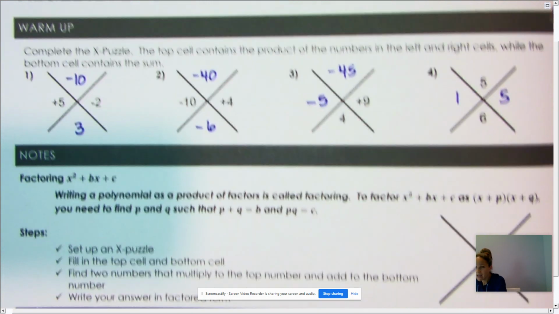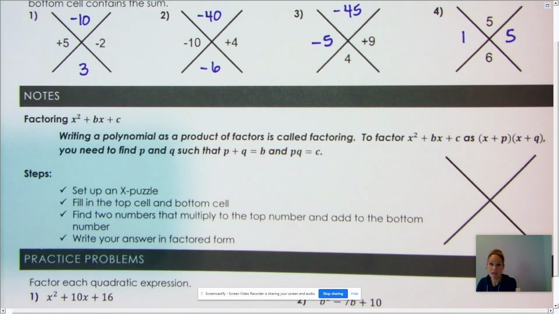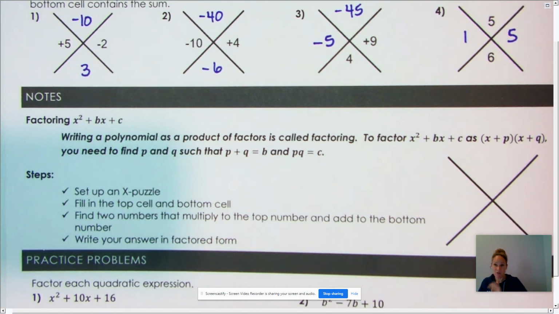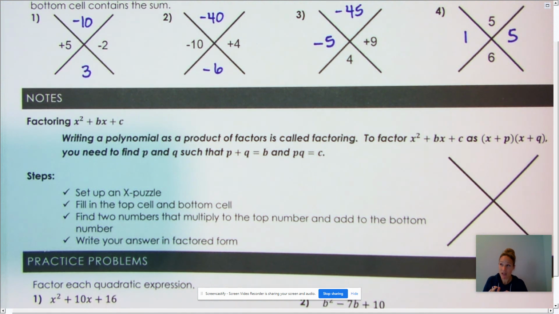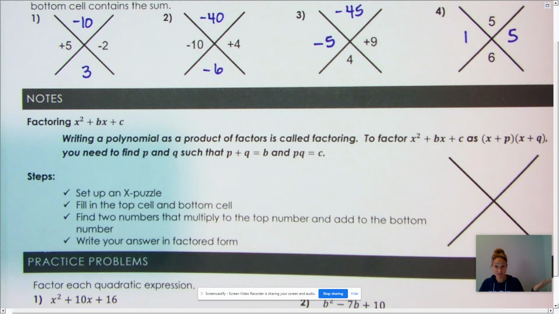So I'm going to help you guys out with this. One method is using an X puzzle. I'm going to show you a little bit different method, so I know different students learn different ways. This is just a different way to look at it. If it confuses you, turn off the video and just go back and ask your teacher. But hopefully this will be helpful to you.